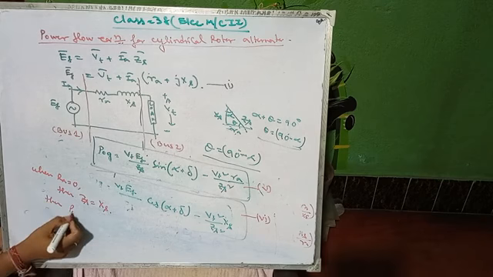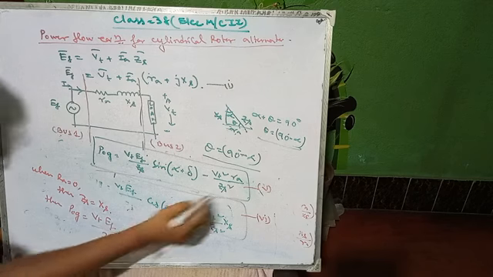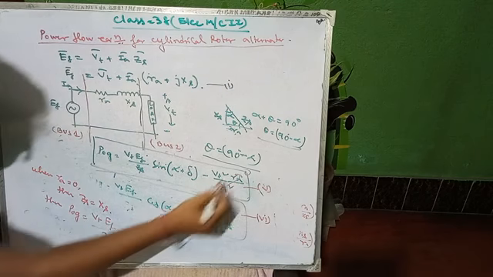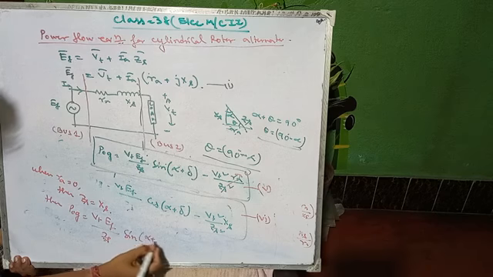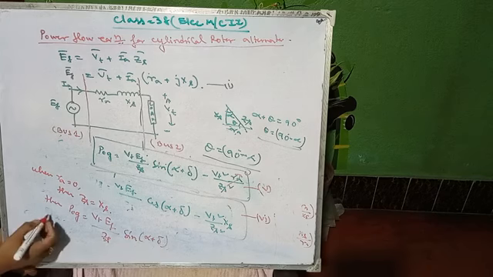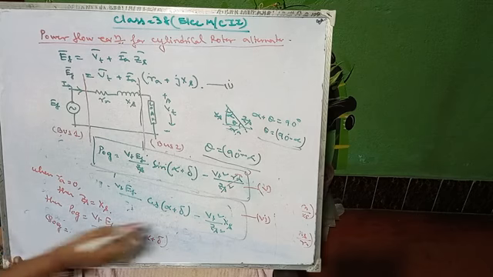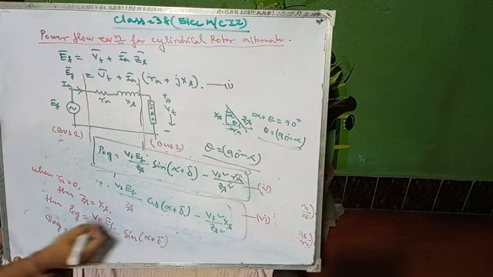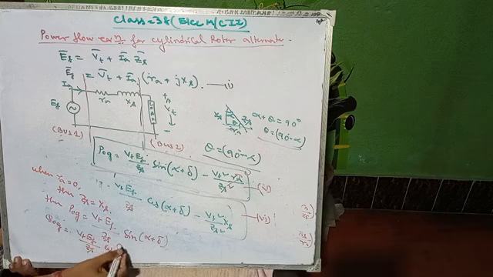then POG equals what? Vt into EF by Zs. See, if we put RA equals 0, then this term vanishes. So POG equals only sine of alpha plus del. And similarly QOG equals what? Xs equals Zs. So QOG equals Vt into EF by Zs cos del.